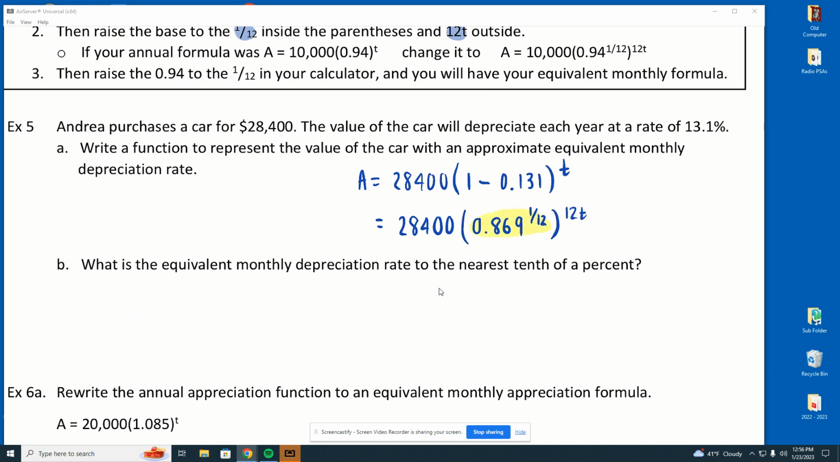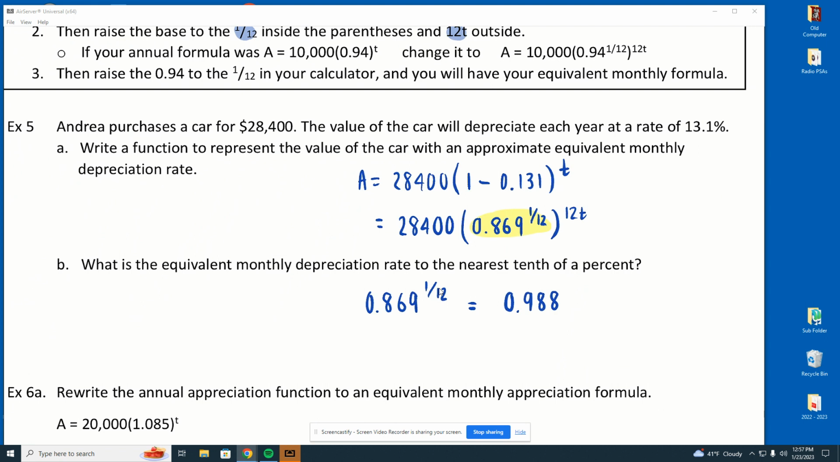So go to your calculator and type in 0.869 raised to the 1/12. Tell me what you get. 0.869 raised to the 1/12. 0.988. Okay, now listen, we're closer. But remember, we're trying to find out what that is per month. It's not 98.8 per month, is it? Because this was depreciation, and yearly it was 13.1.